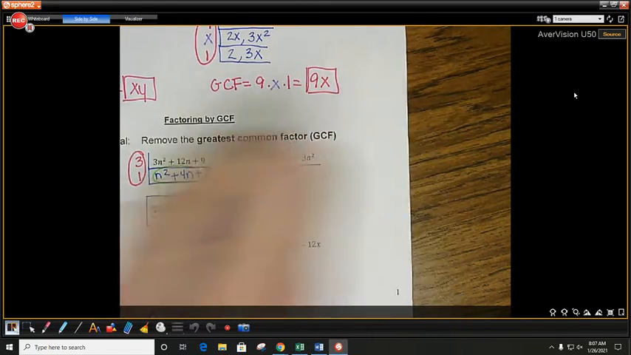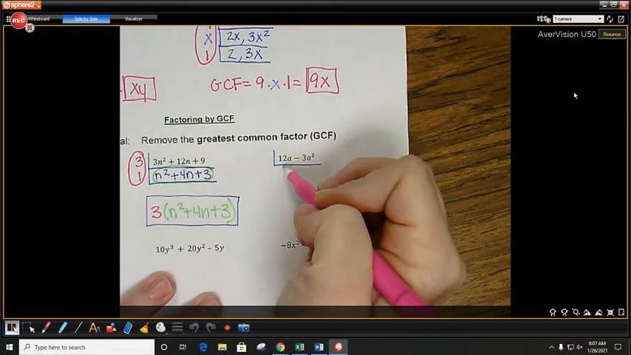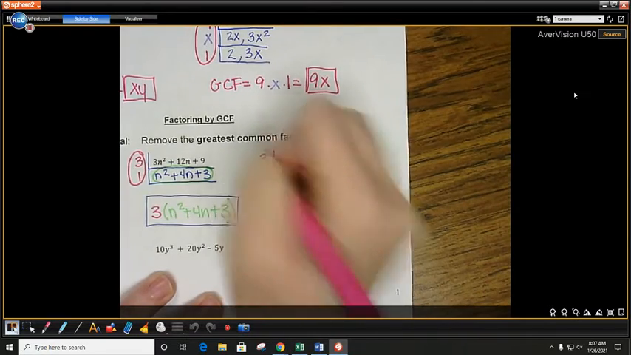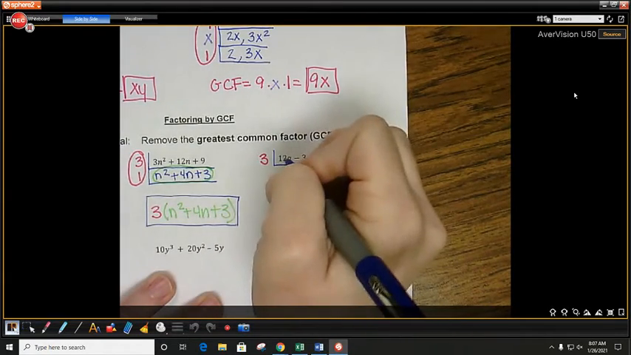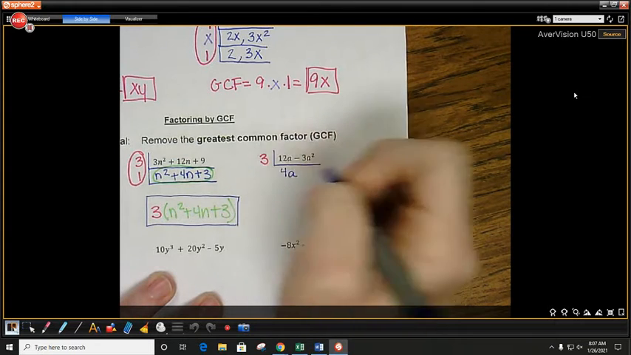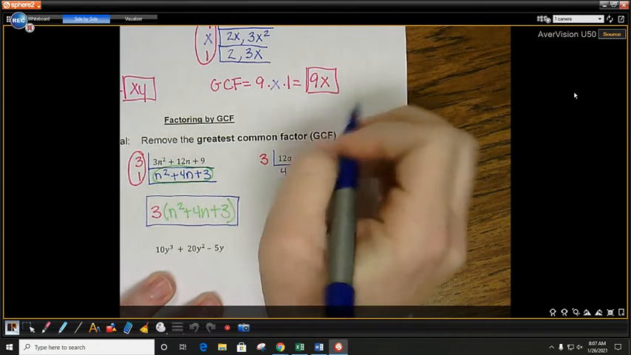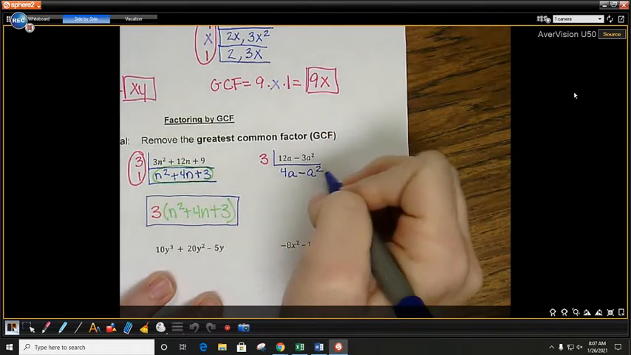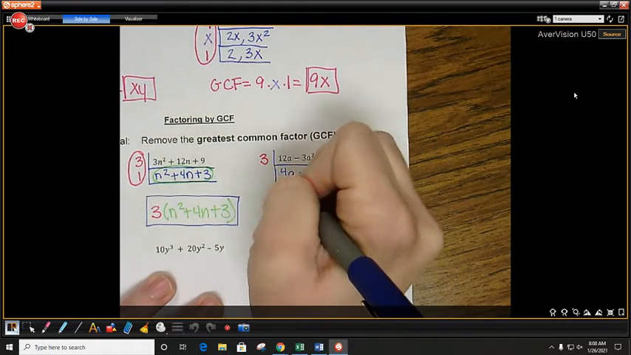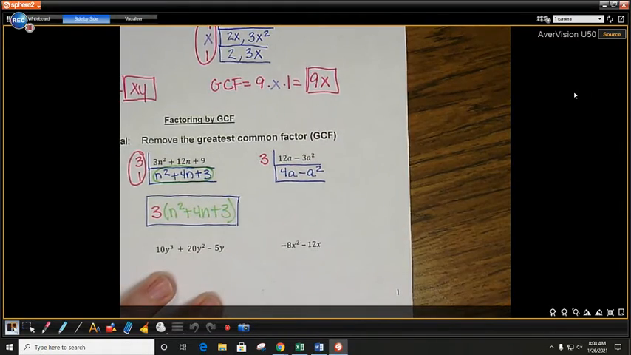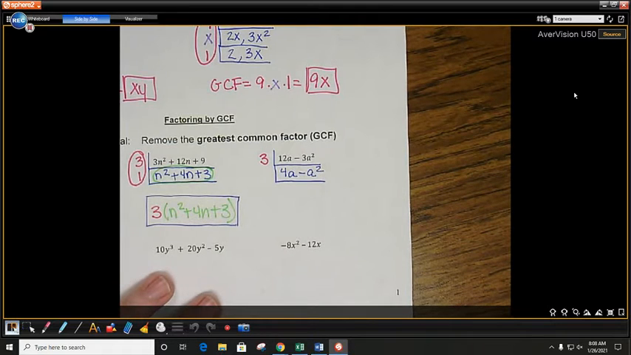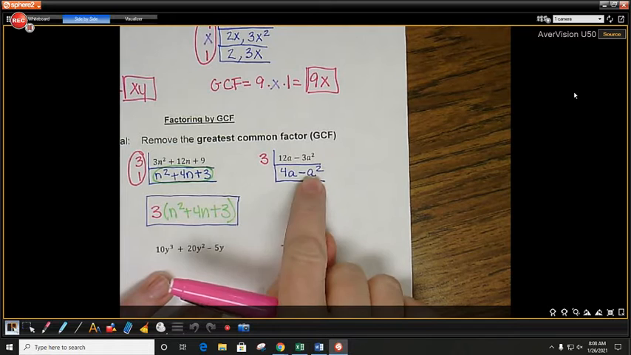Do your upside down division. Do your numbers first, your coefficients first. 12 and 3 are both divisible by 3. So when I take out a 3, 12 divided by 3 is 4. You still have your a. Negative 3 divided by 3 is negative 1, which you don't need to write the coefficient of 1 because you do have your a squared. You do have a variable. You're not making that term disappear. Okay, it's not wrong if you do put the 1 in front of your a squared. That's fine as well.